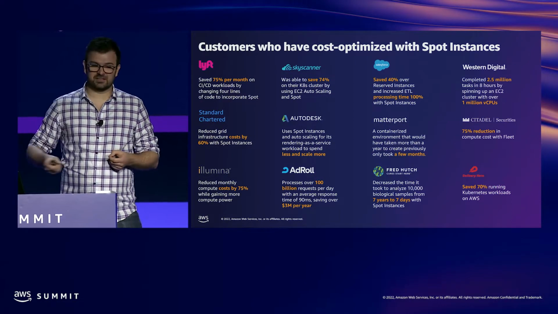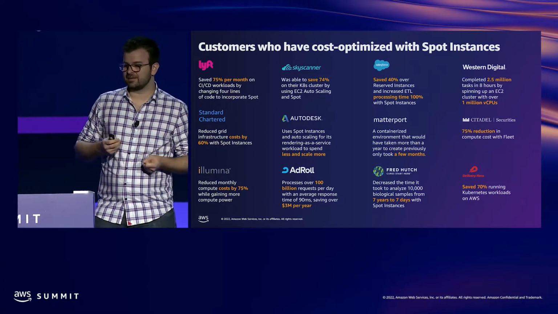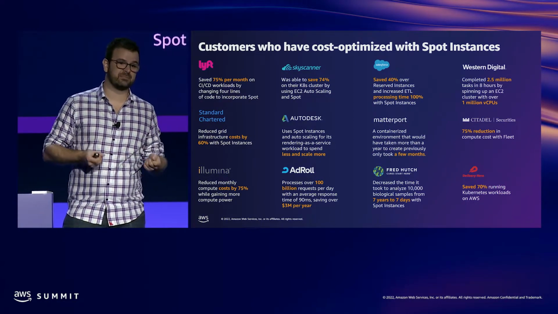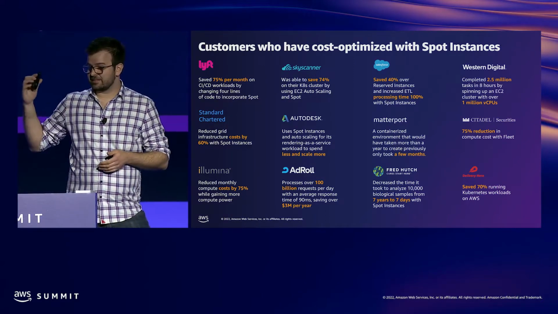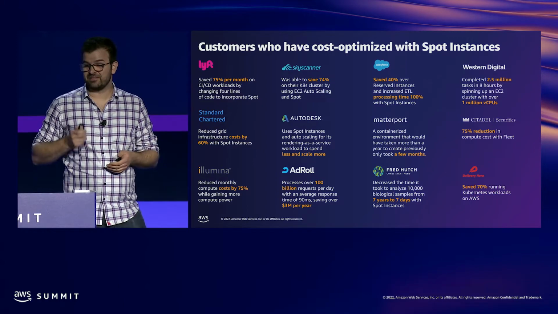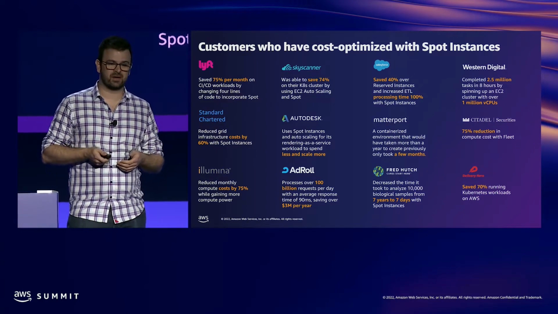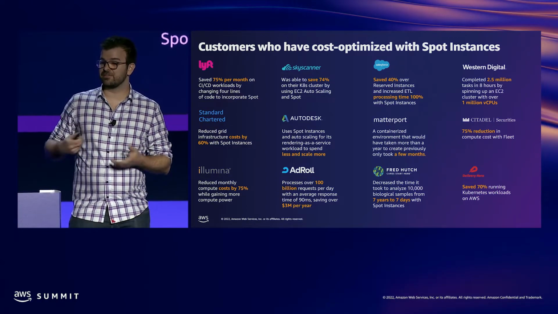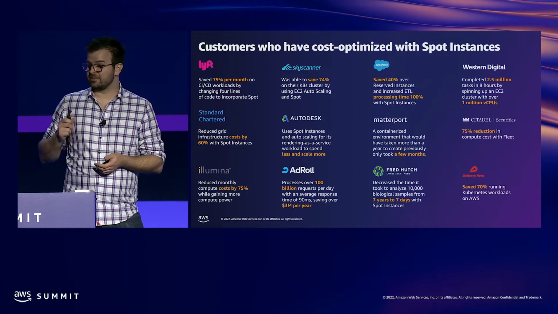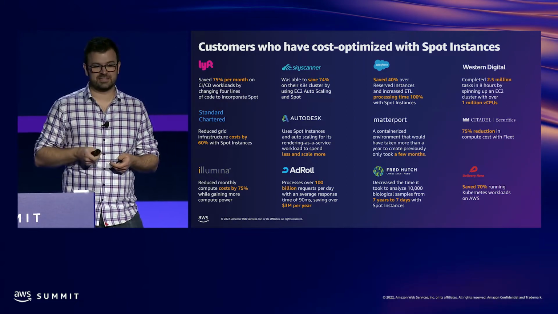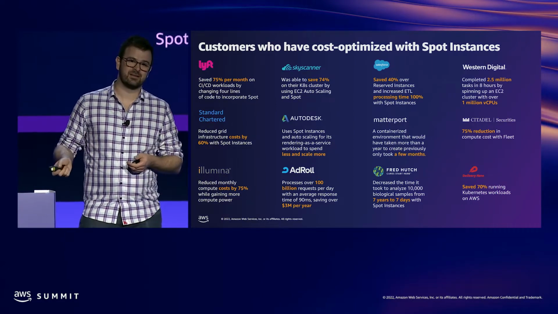And it's because of this sort of flexibility that customers are able to save significantly by taking advantage of Spot. So we've got companies like Skyscanner who are able to save 74% off of their compute costs by using Spot for their front-end applications. Or Illumina, who actually was able to reduce their compute costs for gene sequencing by 75% by using Spot.